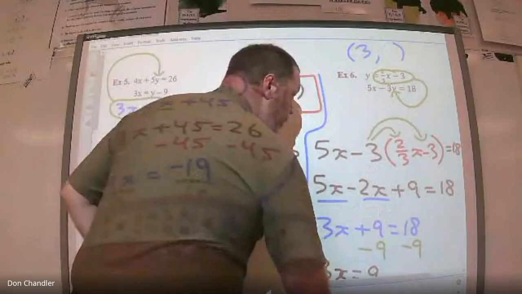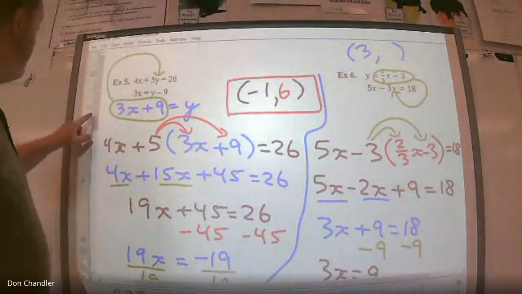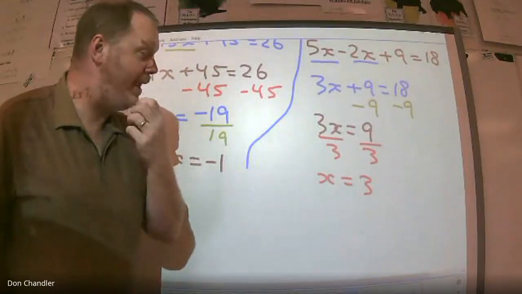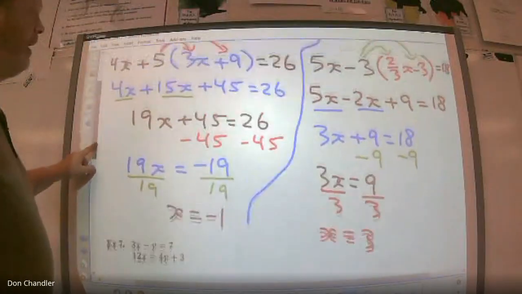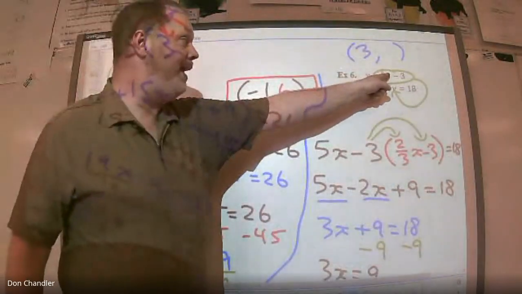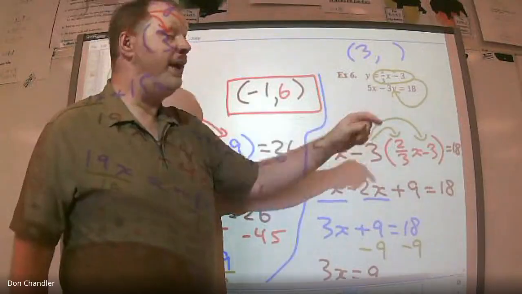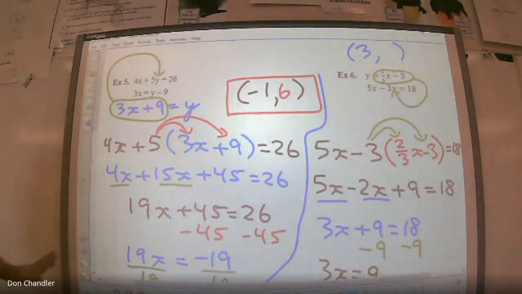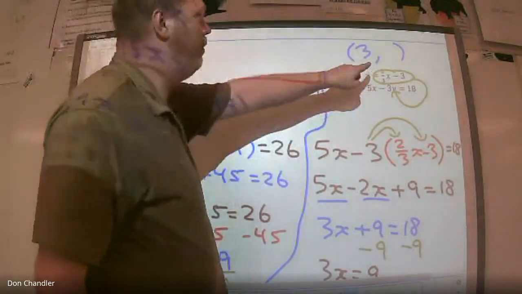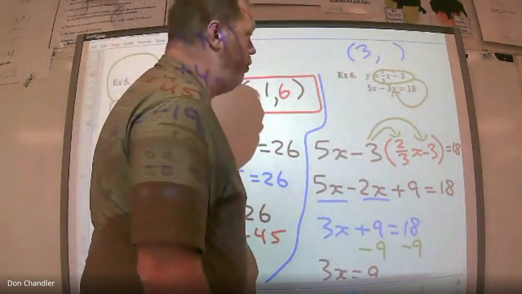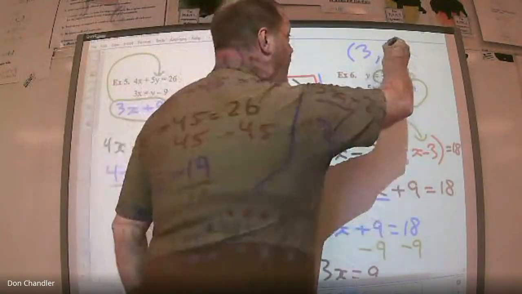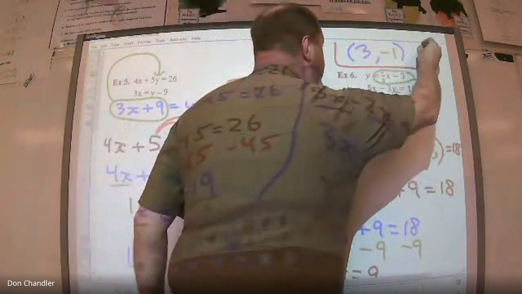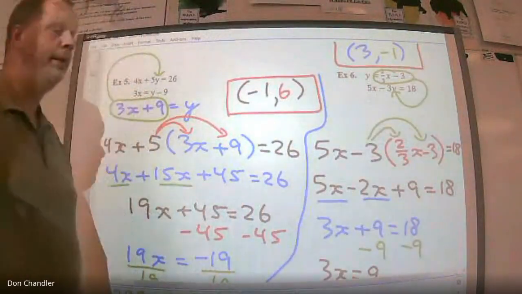I don't know what the something is yet, but you can now put your 3. You have x is 3. You can decide to put it into the first guy. You can decide to put it into the second guy. You will get the same answer either way. I believe that 2/3 times 3 is 2. 2 minus 3, I believe, is negative 1. I believe my answer is 3, negative 1.